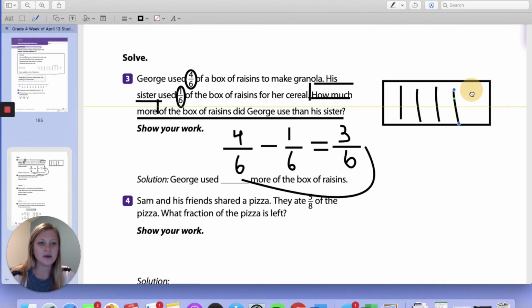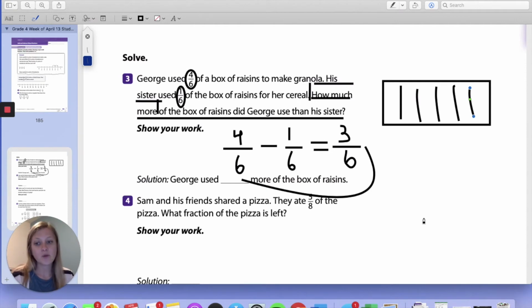Into 6, and you could have represented George's and his sisters and done the subtraction that way. There is no wrong way to model this if you get to the answer of 3/6. So hopefully that was a little bit helpful for you guys in seeing how we would solve this word problem.